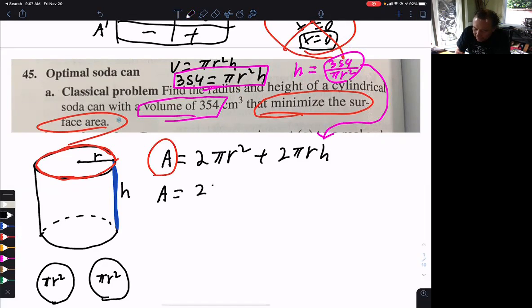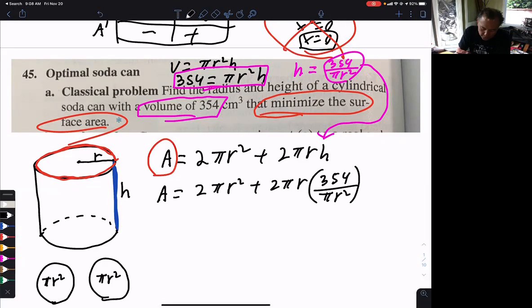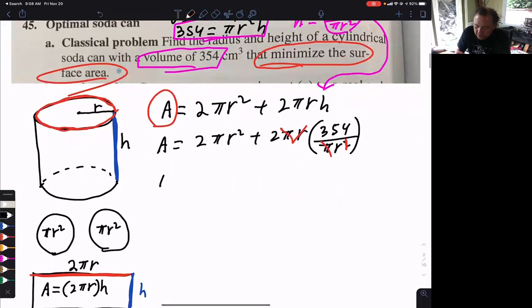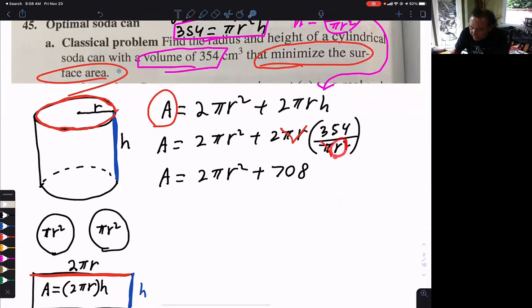So now we have our beautiful area problem. 2 pi r times 354 over pi r squared, which nicely the pi's cancel, and one of those r's cancels with one of those r's, and we get this. 354 times 2, that's 708, I believe. And this r, if we move it to the top, that becomes r to the negative 1. And we are on our way. This is very similar to the last problem.